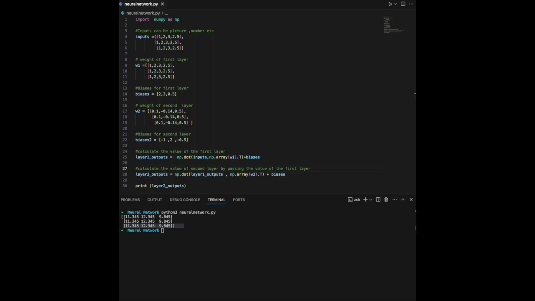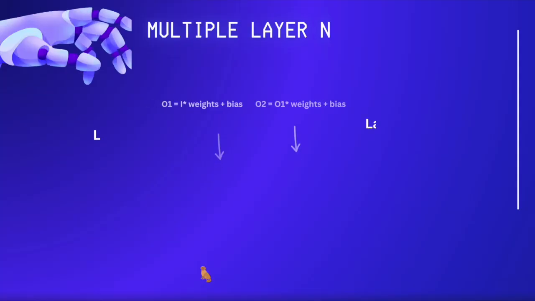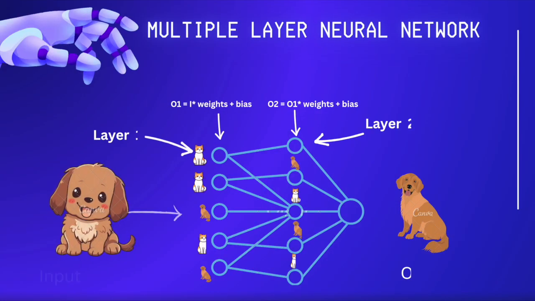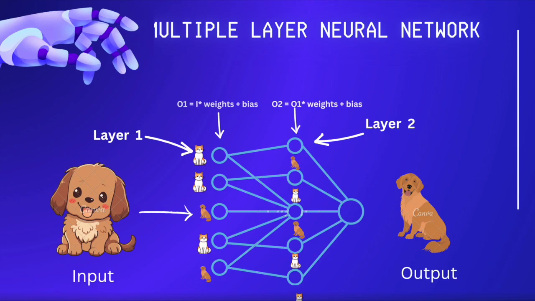This code represents a basic feed forward operation in a neural network with two layers using hard-coded weights and biases. In practical applications, weights and biases are optimized during a training phase using learning algorithms like backpropagation.